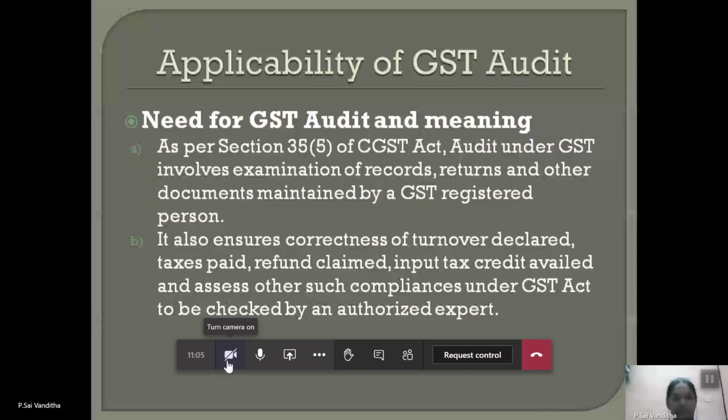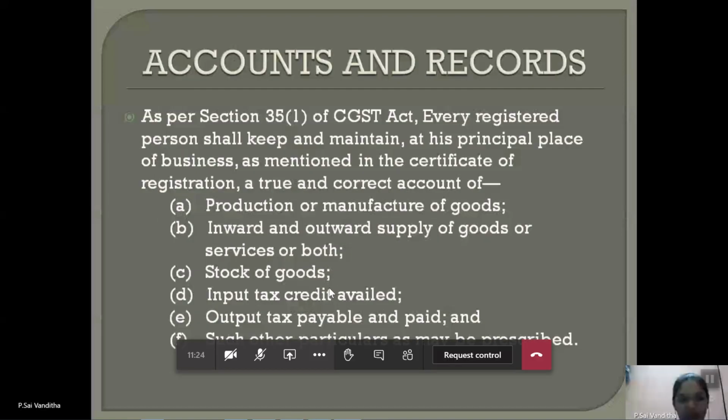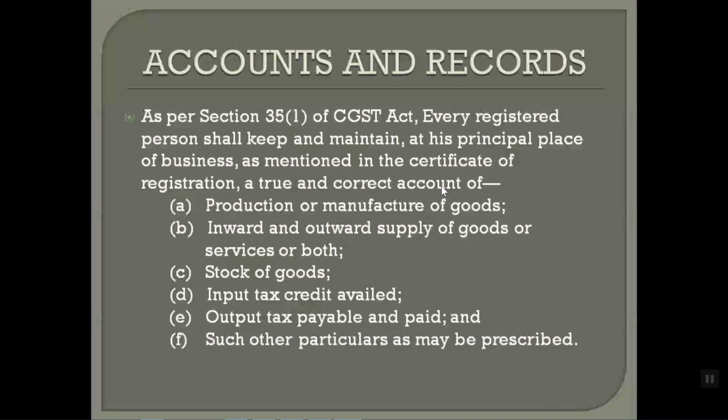Here, the meaning of accounts and records. As per Section 35, Subsection 1 of the GST Act, every registered person shall keep a true and correct account of production or manufacturing of goods, inward and outward supply of goods or services, or both. Third point, stock of goods, input tax credit availed, output tax payable and paid, and such other particulars as described. These are the accounts. This is the meaning of accounts and records, which should be maintained by the taxpayer.